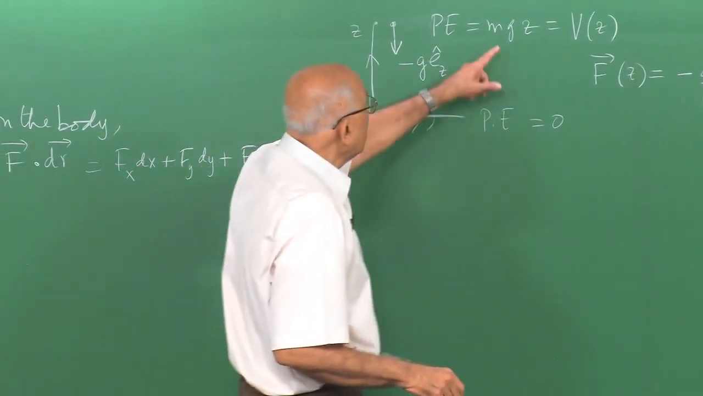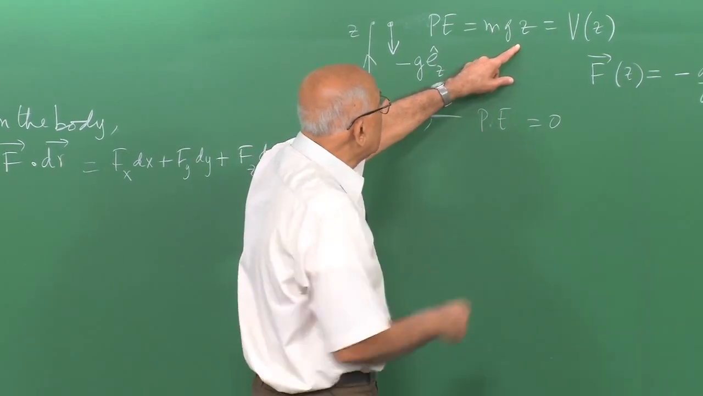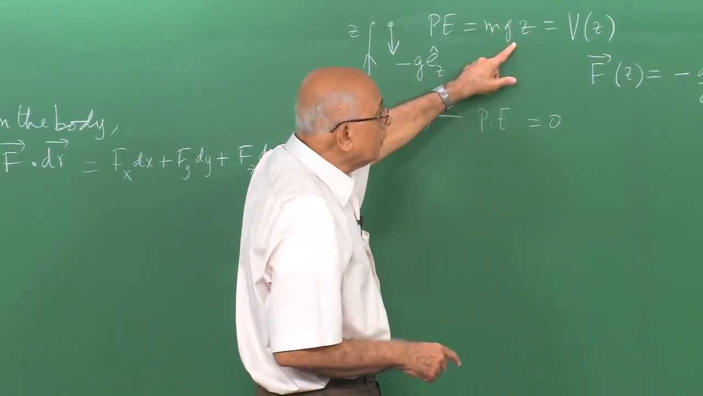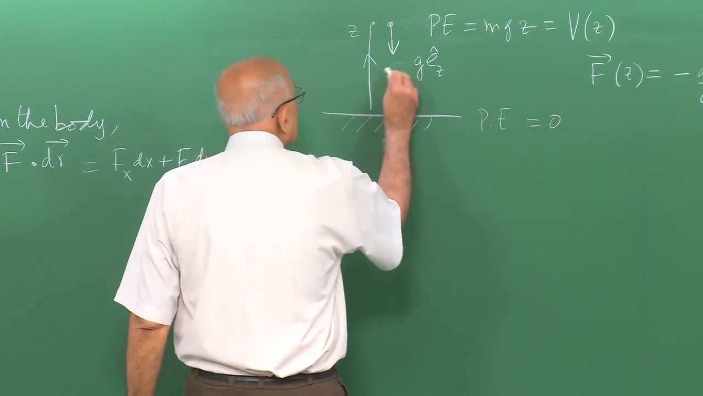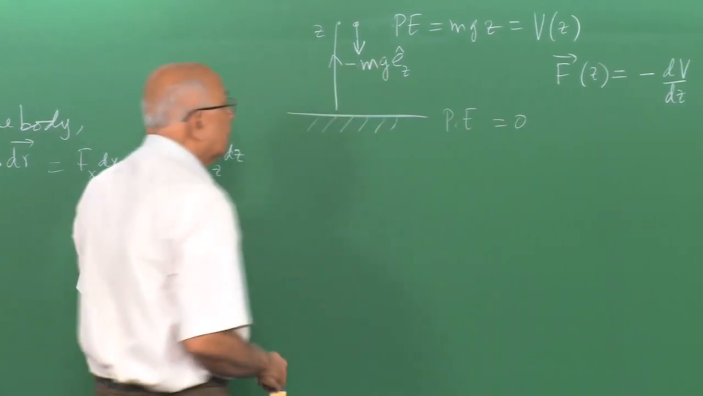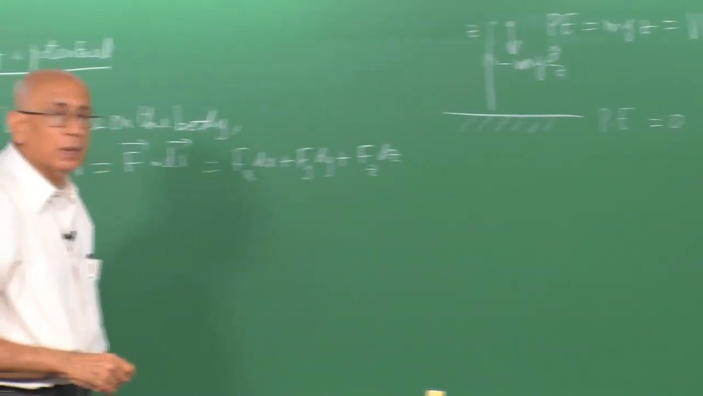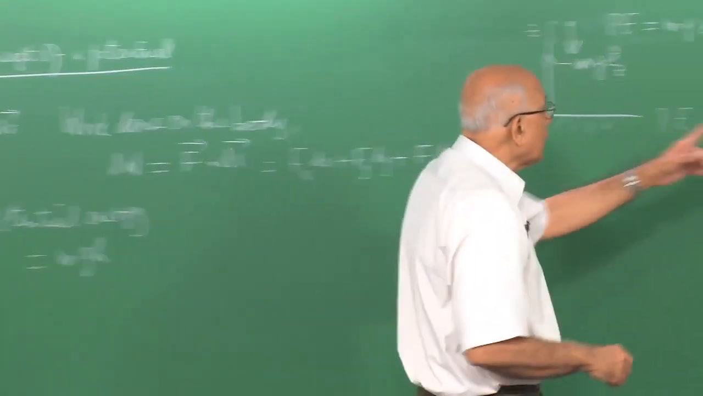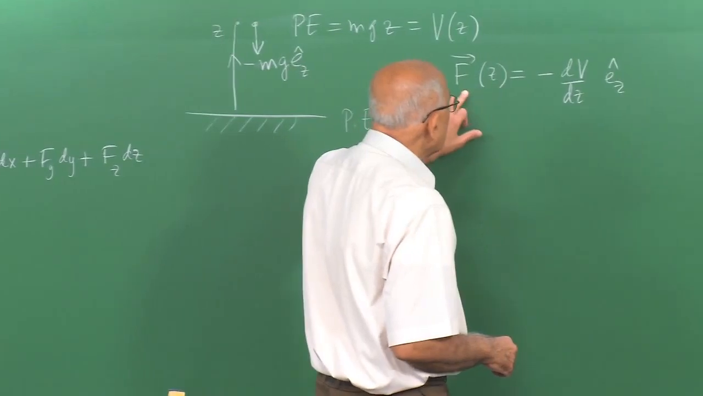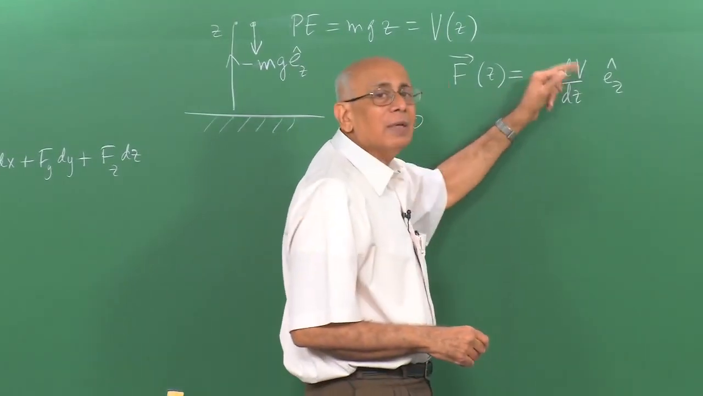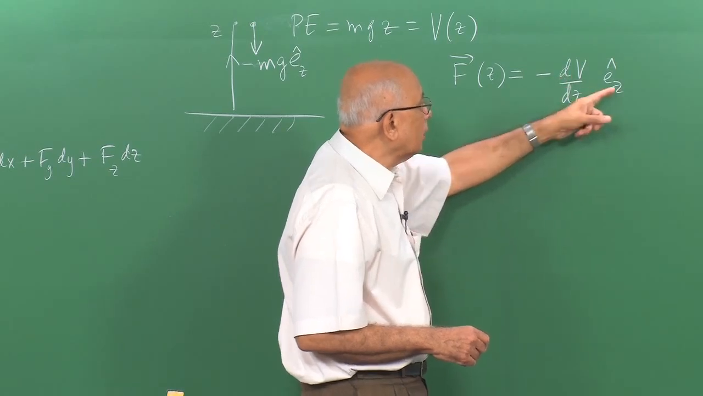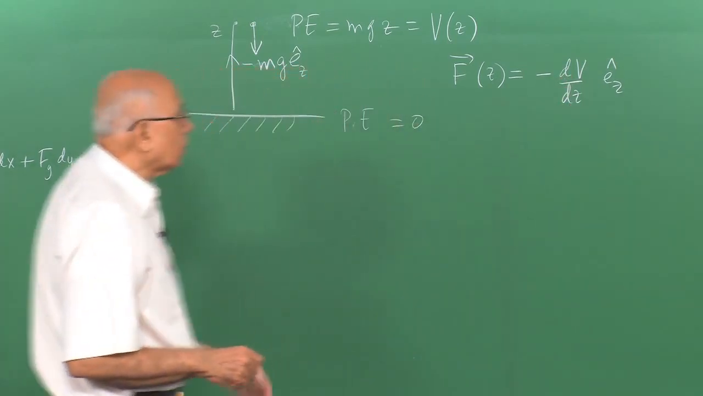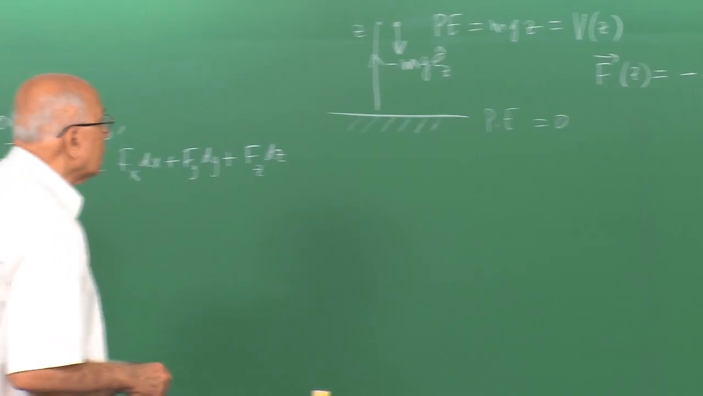So V itself is mgz, so dV over dz is mg, and you put a minus Ez and you have a force which is minus mg Ez in this fashion. So there is this fundamental relation which says the force is minus the derivative of the potential, or potential energy in this case, with an appropriate unit vector to give the direction.